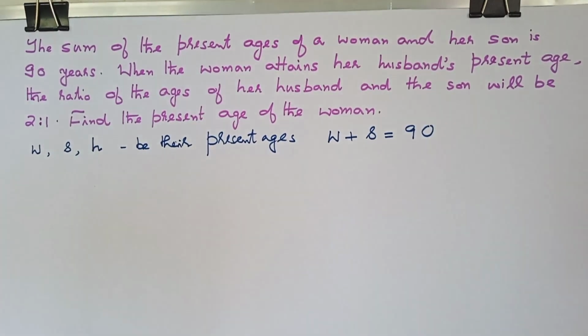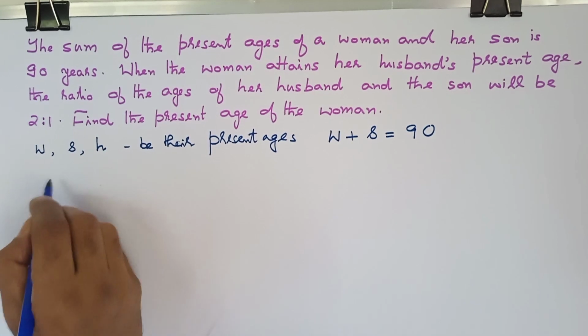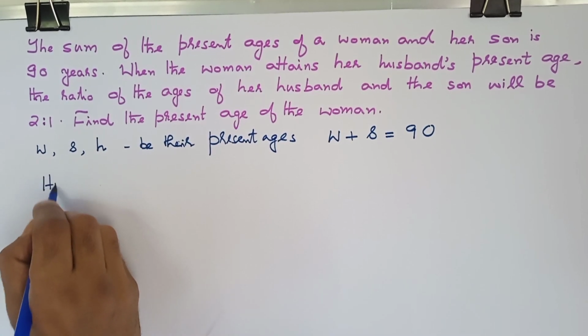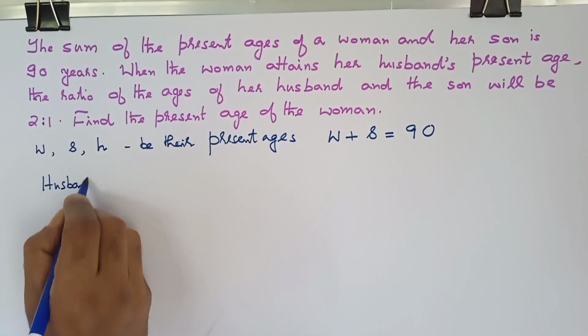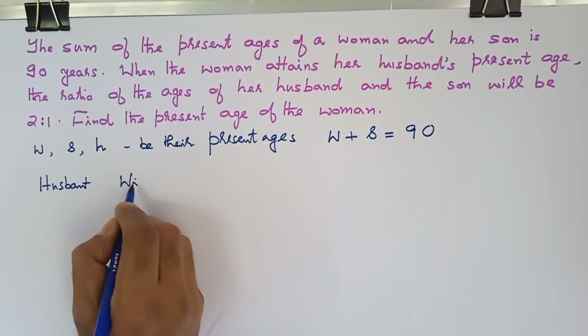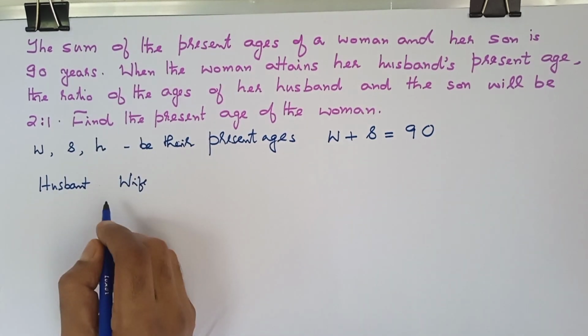Now they say when the woman attains the husband's present age, which means what? The woman still hasn't reached the husband's present age. Rather, the husband is older than the woman. The woman will reach the husband's age after some time. Now, you write husband and wife or woman, whatever.